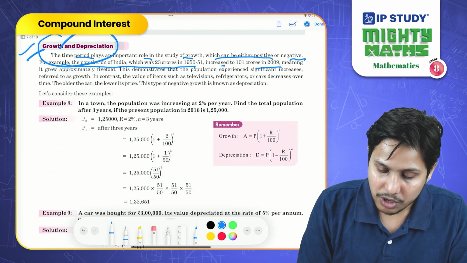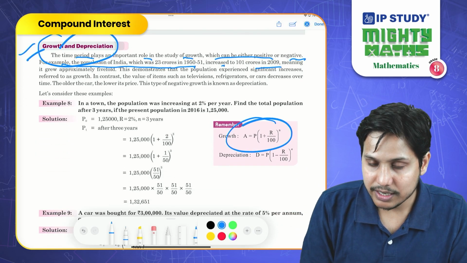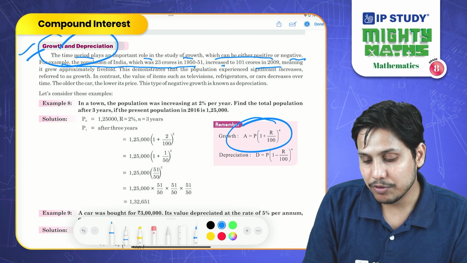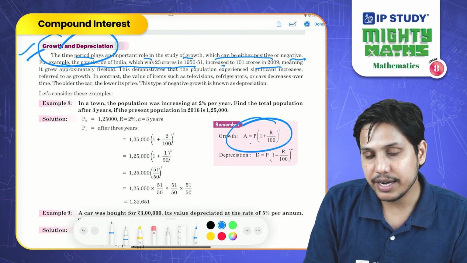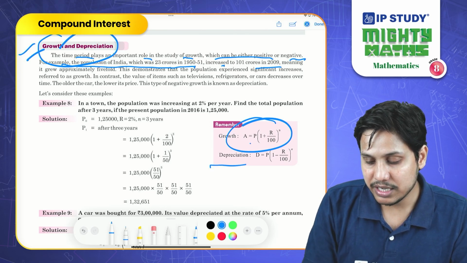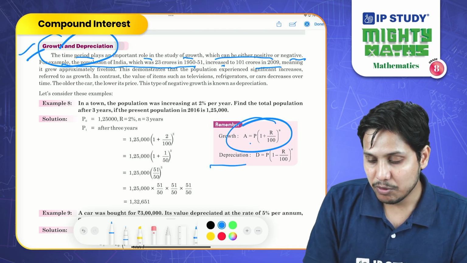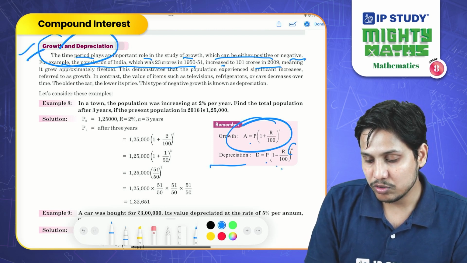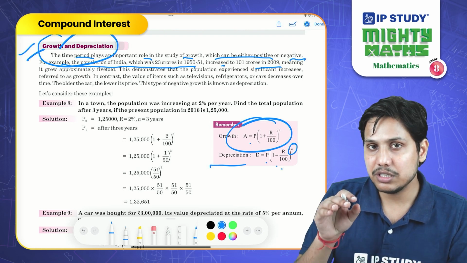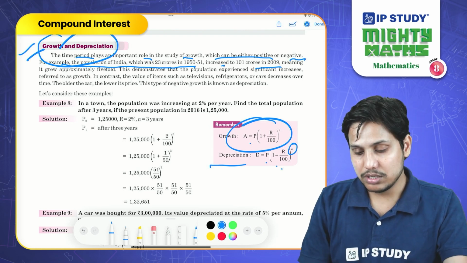Yes. Now, for growth we have a formula. Let's suppose if the growth is constant, we can have the formula A is equal to P times (1 plus R over 100) raised to the power of n. And for the depreciated value, the final depreciated value, we can have the formula P times (1 minus R over 100) raised to the power of n, because there is a depreciation, so negative R is taken. So this is the formula.